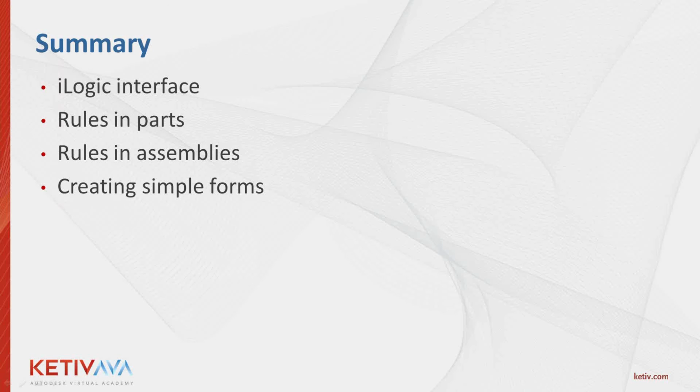There are a lot of tools that we can pull from to make our process work as efficiently as possible. So we reviewed all the different ways that we can automate. We looked at the iLogic interface. We did some simple rules in parts and assemblies to give you an introduction to how you create rules inside of iLogic. And then we created a simple form.